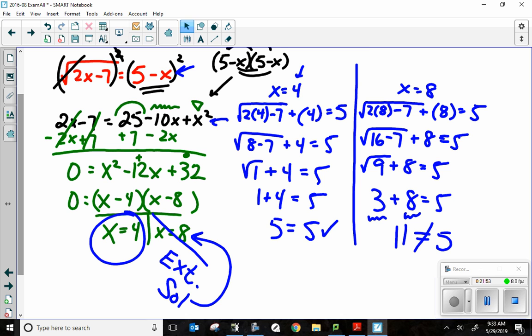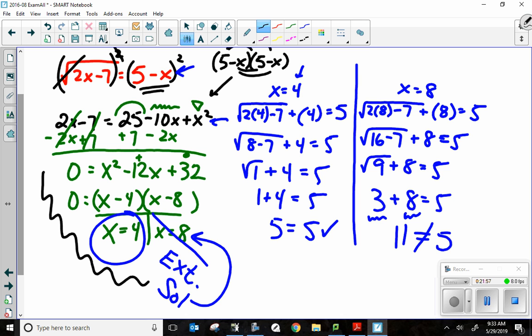Some people might say that this is justification right here, but this doesn't justify that 8 doesn't work. This is your justification right here that 8 doesn't work, all right? I always go the extra step so that someone doesn't take points off my test.